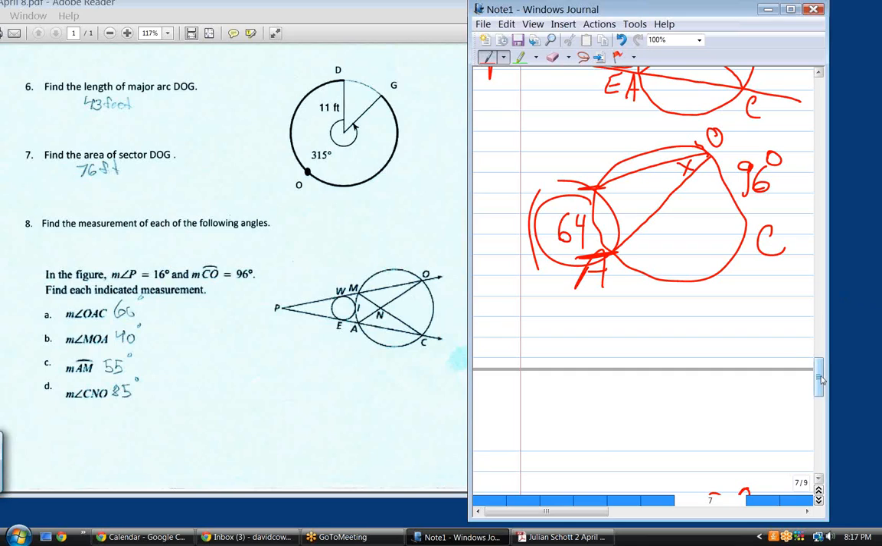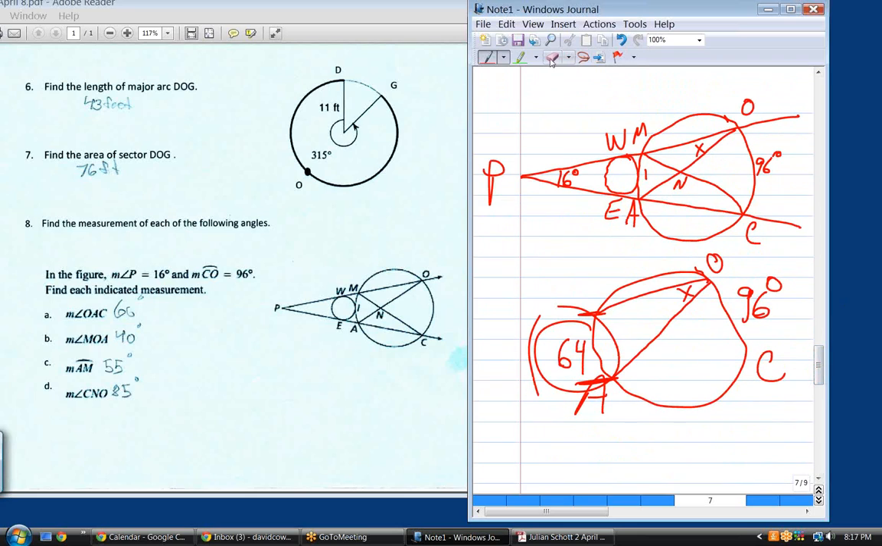Now, let's see. Let me label everything we've determined here. What was X? X was 32. So that's 32. The first question was OAC. On OAC, we came up with 48. And arc length was 64. So that's 64 length right there. And they want this angle there, CNO.